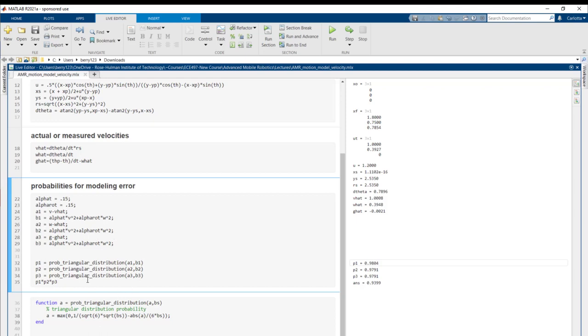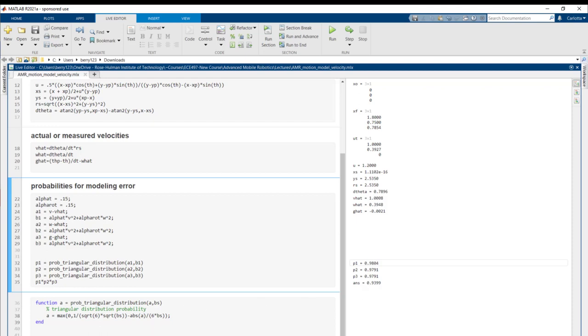So then we pass in our three probabilities. They're going to be passed into our triangular distribution. And we solve for p1 times p2 times p3. So we get that p1 is 0.98, p2 is 0.979, p3 is 0.979. And so the overall posterior belief that our robot will reach that location is 0.9399.